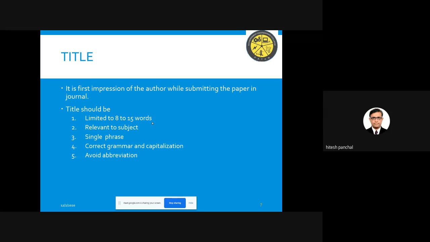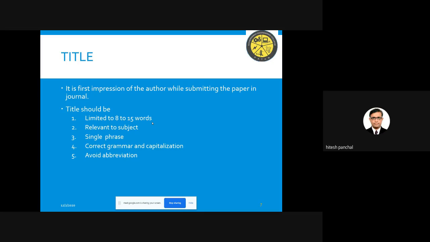And whenever you will write a title, the title should be limited to 8 to 15 words. It is all based on my experience and my thoughts. Okay, because I have seen maximum papers of my field. So I have seen that the title may be from 8 to 15 words. That's why I have put it here. The title should be limited to 8 to 15 words.